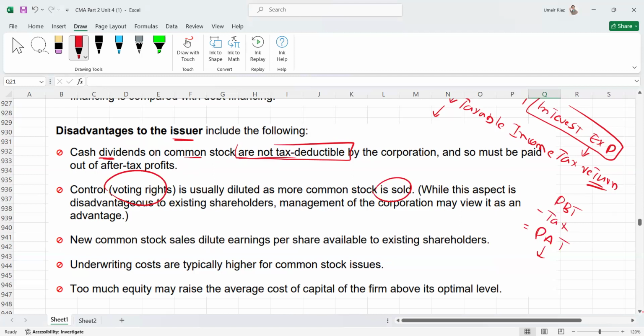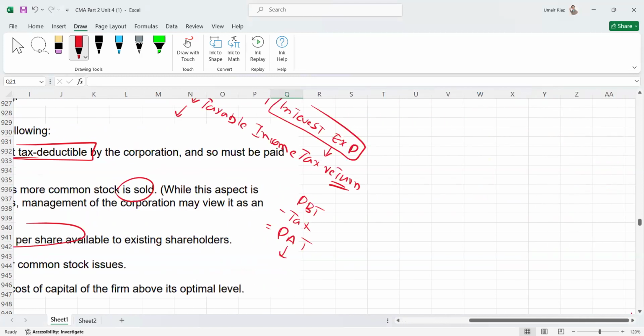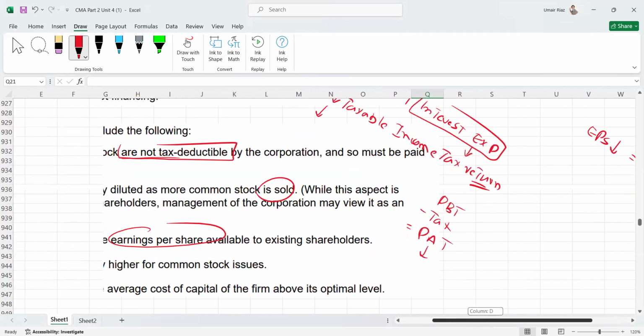Then what is the other disadvantage? New common stock sales also dilute earnings per share. We studied the EPS formula: net income minus preferred dividend, divided by the weighted average number of common stock outstanding. Obviously, if you are issuing stock, it will increase the denominator of the formula, which would result in a reduction of EPS. So your EPS will reduce, and if EPS goes down, it may affect the stock price also.